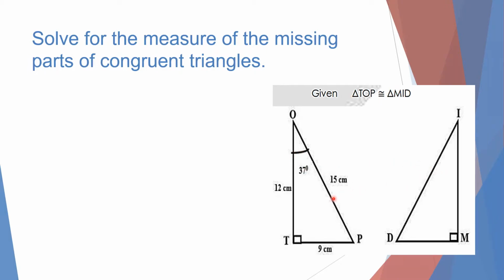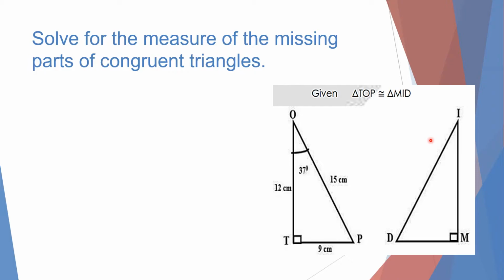And then, in our illustration, ang meron lamang given na measure ay si triangle TOP. Merong measurements yung tatlong sides niya at yung dalawang angles niya. Angle O measures 37 degrees, while angle T measures 90 degrees, since there is a sign of a box that indicates that it is a right angle. So, ang mga hanapin nating measurements ay measure ni angle P, angle D, angle I, side MI, side DM, and side DI.